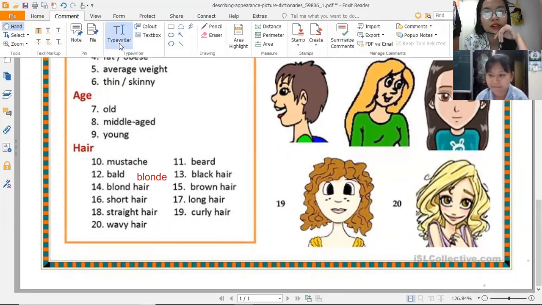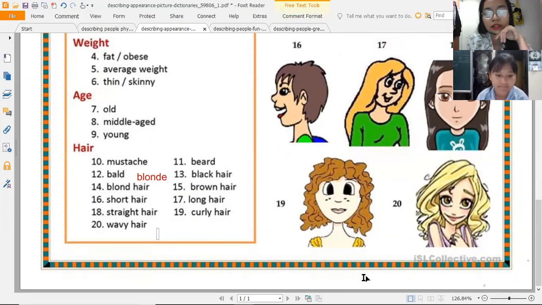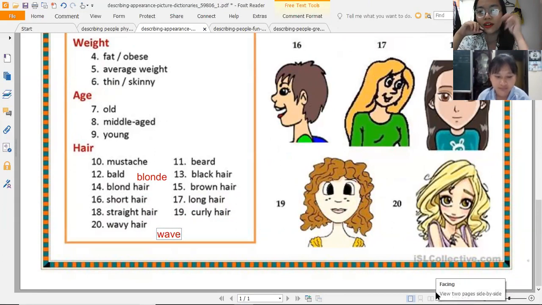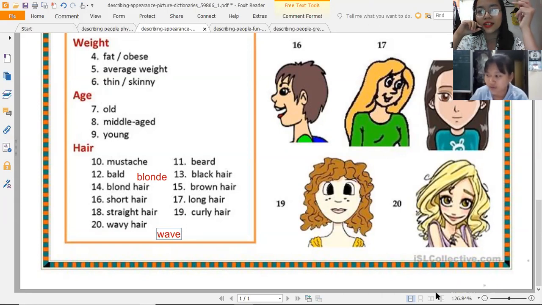Okay, wave is something in the sea. Wave is also the name of a motorbike in Vietnam. Wave also is something in the sea. Okay, do you know? No, I don't know.